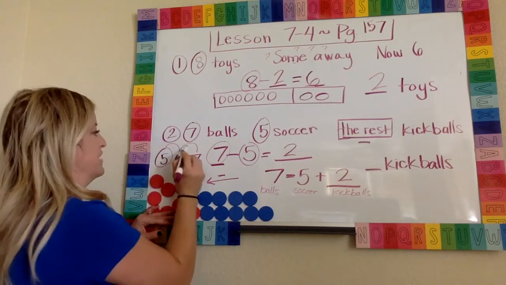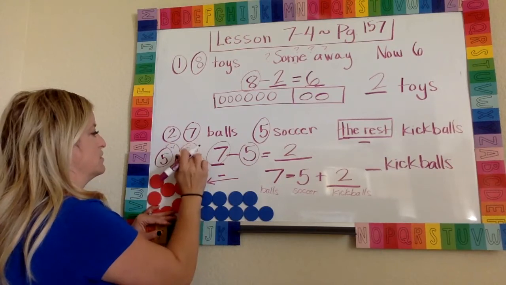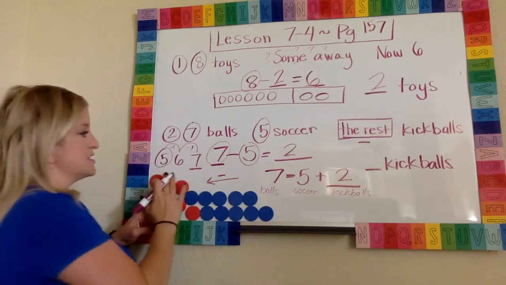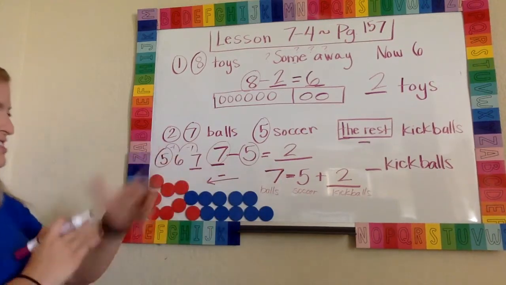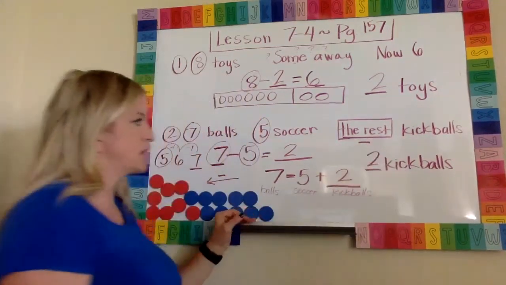Now I'm wondering how many did I subtract? Minus 1, minus 1. I jump back 2 spaces. I'm subtracting 2. Okay, that's just a different way to get the same thing. So your answer is 2 kickballs.